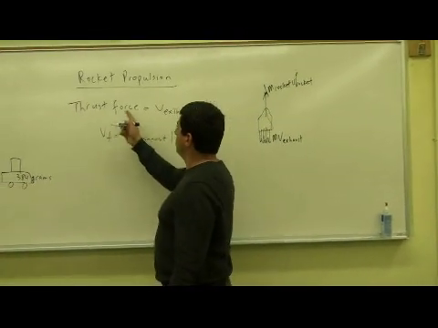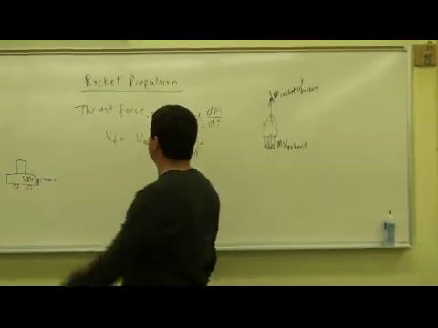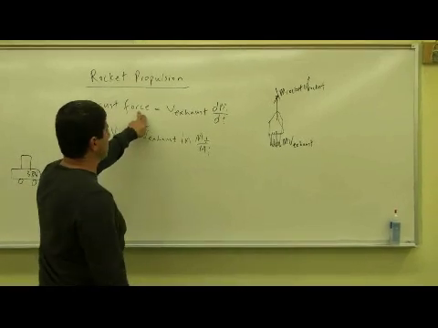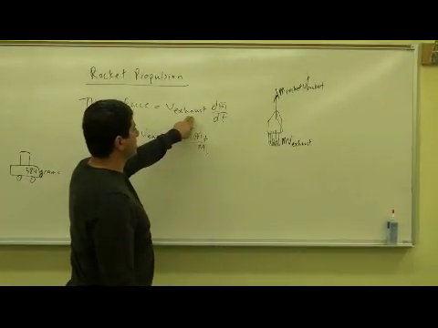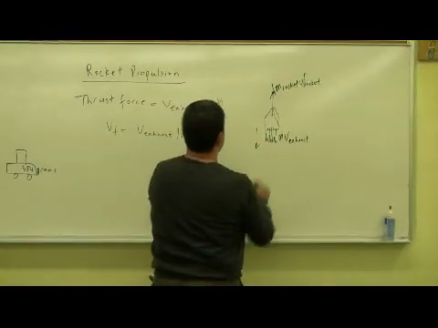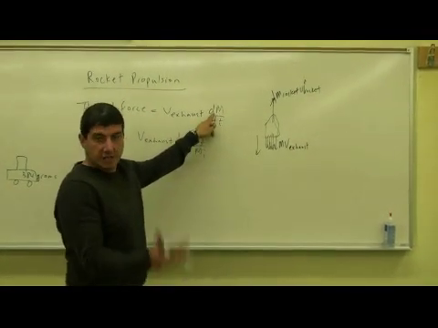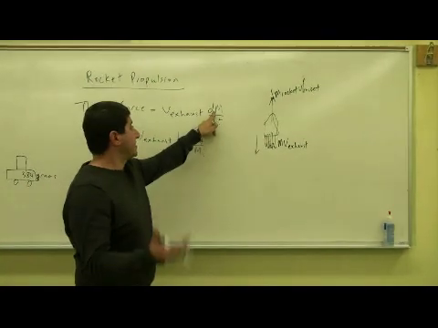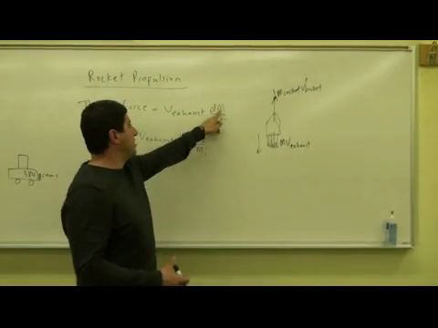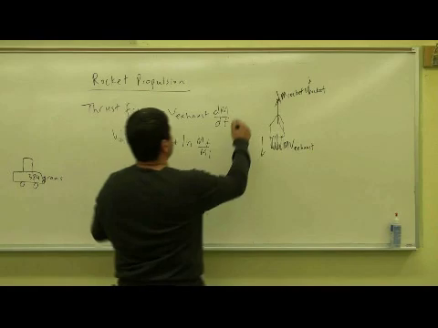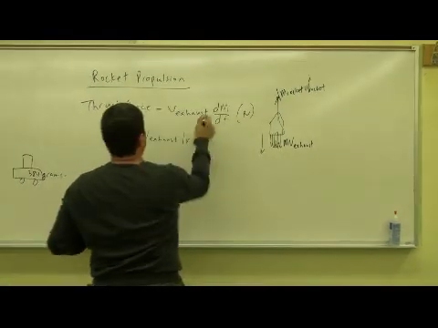So when we derived the equation in class, we saw that the thrust force on the rocket is equal to the velocity of the exhaust, how fast the exhaust is coming out, times the rate of change of mass, how fast the rocket is losing mass, dm/dt we call that. This is in units of newtons, the thrust force.